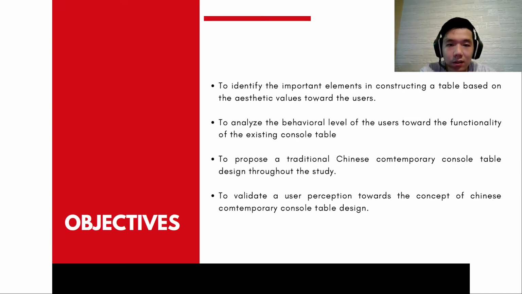The objectives: the first is to identify the important elements in constructing a table based on the aesthetic values towards the user. Second is to analyze the behavioral level of users towards the functionality of the existing table. Third, to propose a traditional Chinese contemporary console table design throughout this study. And the last one is to validate user perception towards the concept of a Chinese contemporary console table design.